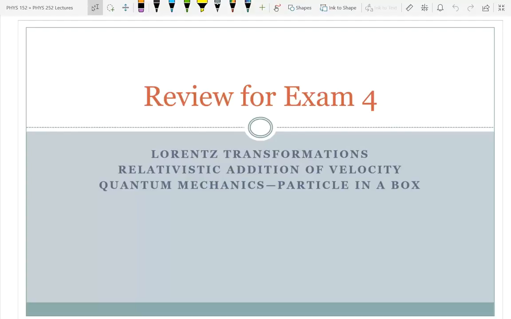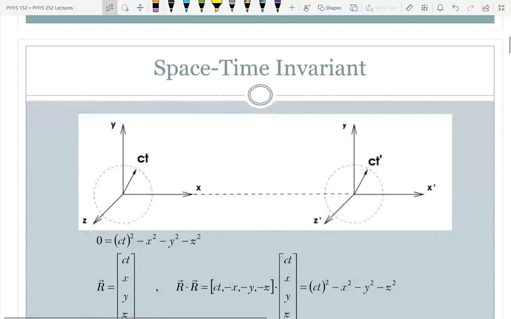Now, here's the things that we have that could be on the exam. Lorentz transformation information, relativistic addition of velocity, and the quantum mechanics that we've done. After I finish reviewing, I'm going to continue with quantum mechanics, stuff that won't be on the exam, right? I'm not going to give you stuff now and say, I'll be ready for it in an hour. That wouldn't be fair. There's no point in asking you stuff you don't have a chance of knowing.